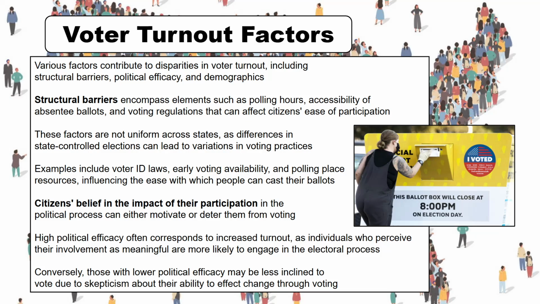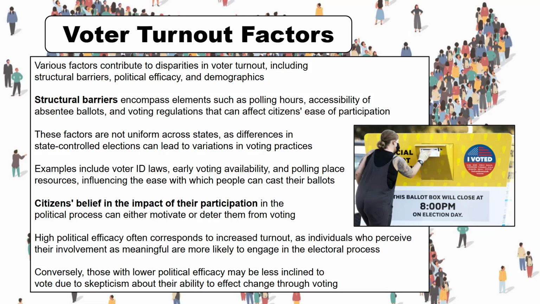Voter ID laws are worth discussing specifically here because they're highly contested, right? Supporters argue they prevent fraud, while critics argue there is little evidence of widespread fraud and significant evidence that strict ID requirements disproportionately burden low income voters, elderly voters, and minority voters who are less likely to possess qualifying ID. All right. And then you get this thing called political efficacy that I really want to talk about.